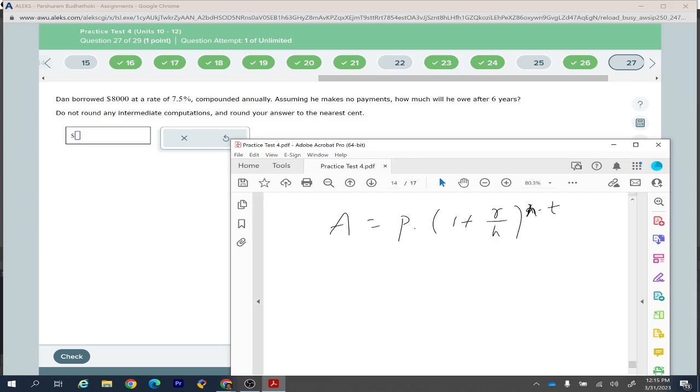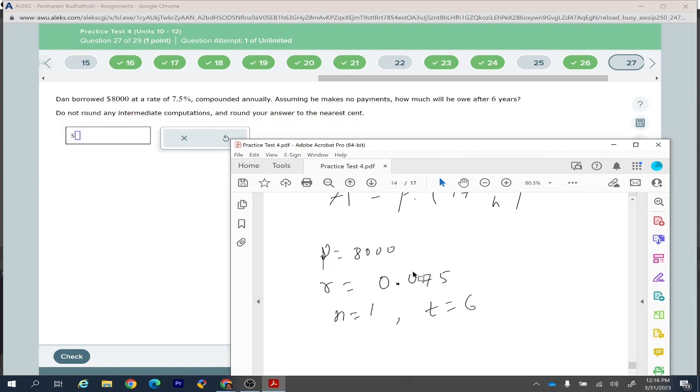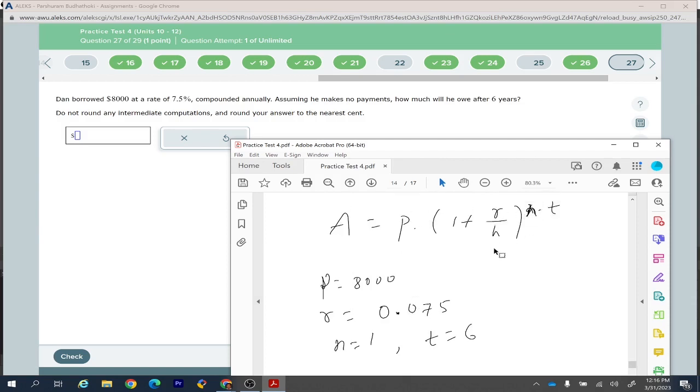So in this case, principal is 8,000, so P is 8,000. Rate is 7.5%, which you have to write in this form, 0.075. Compounded annually means n equals 1. Assuming he makes no payment, how much will he owe after 6 years? So time is 6. So you plug this value back here using a calculator.